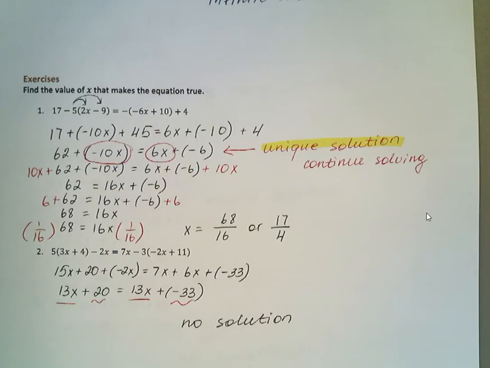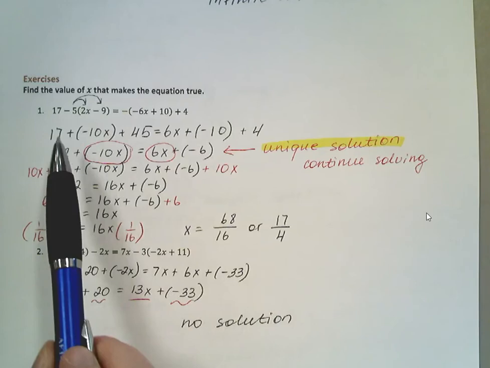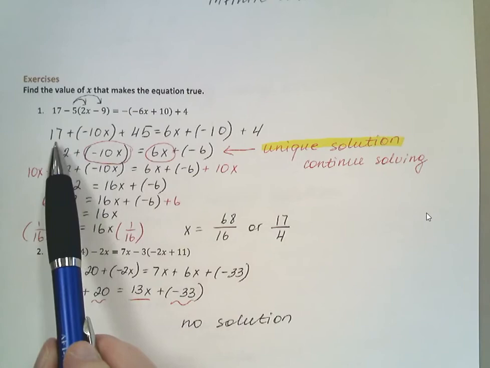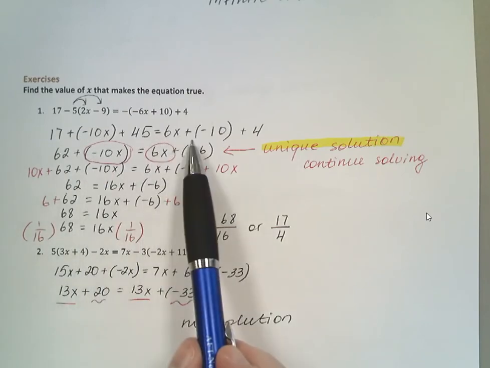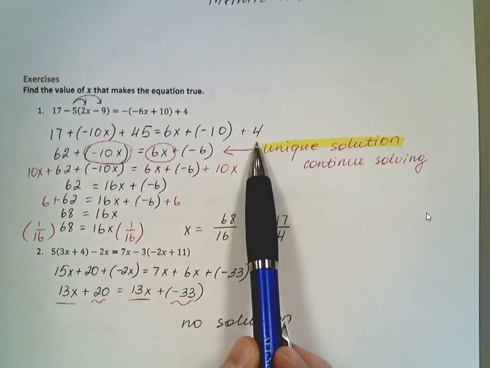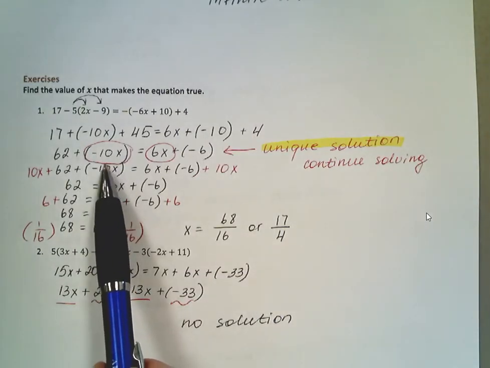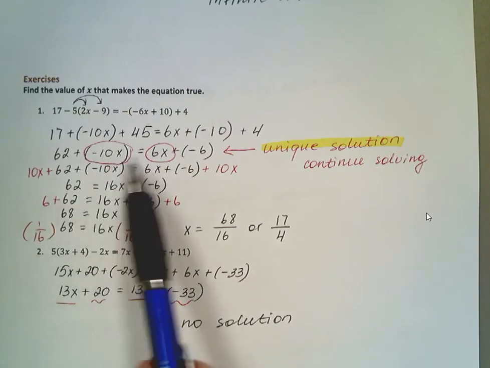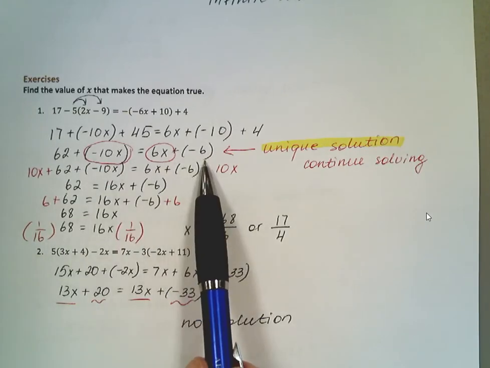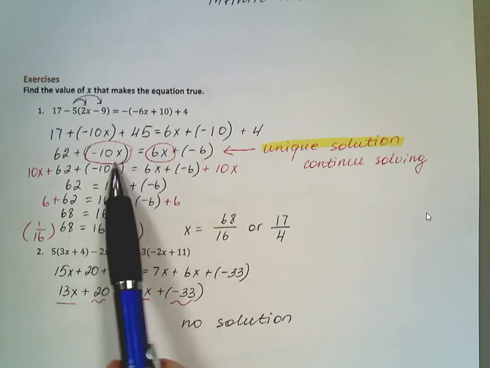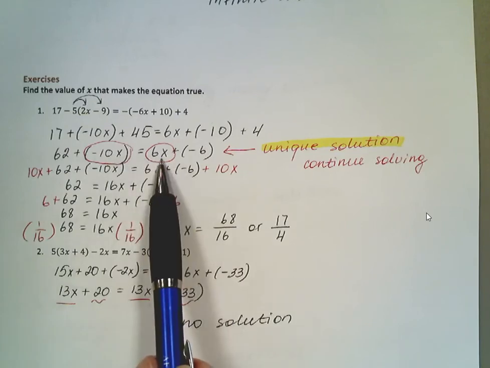All right, so we are back together and checking for solutions. For number 1, after you simplified this equation, you will get 17 plus negative x plus 45 equals 6x plus negative 10 plus 4. After you simplified that and combined like terms, you will have 62 plus negative 10x equals 6x plus negative 6. Since you see that there is negative 10x on the left side and 6x on the right side, you can say that this equation will have a unique solution.